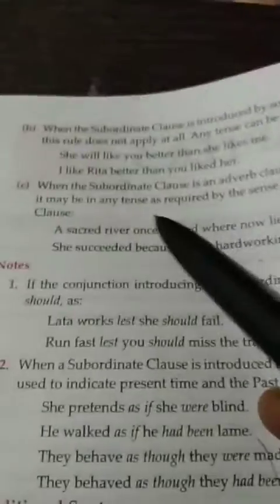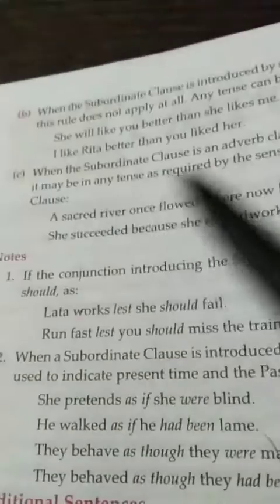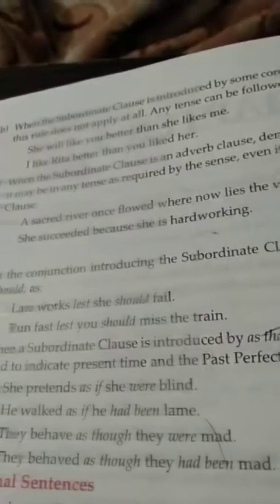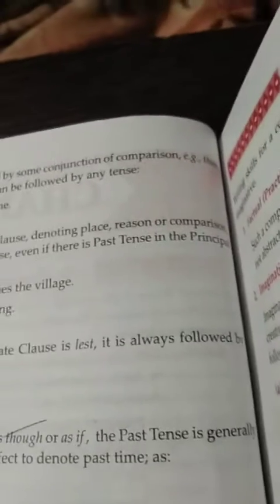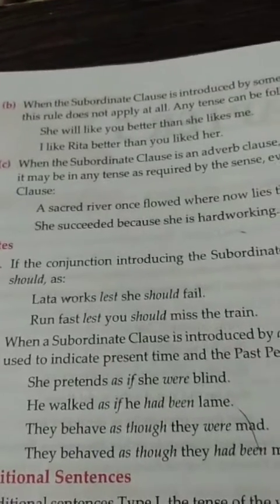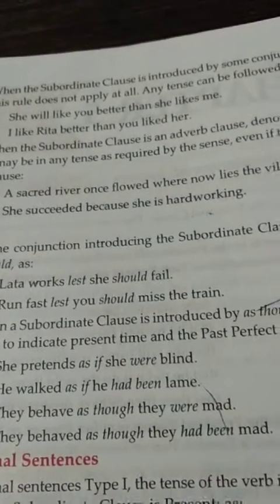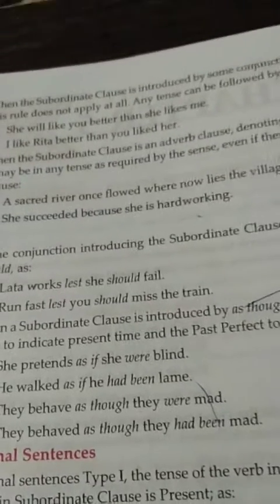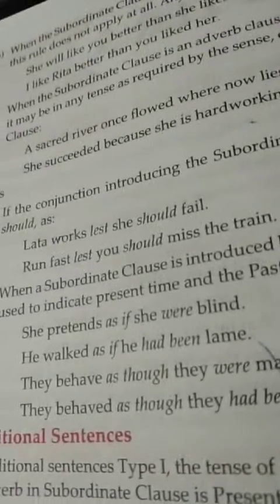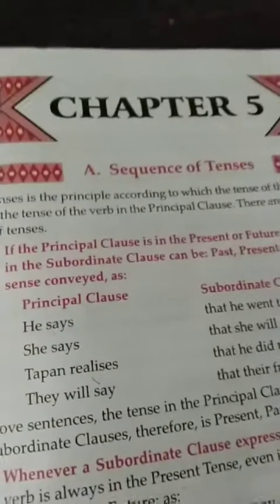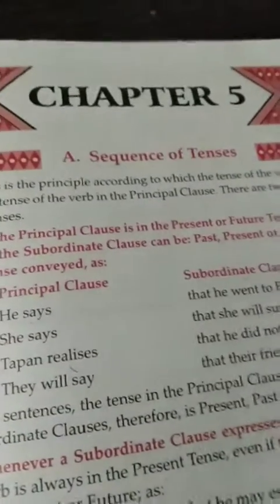Then you can see the third exception, when the subordinate clause is an adverb clause denoting place, reason or comparison. Then it may be in any tense as required by the sense. So here, sequence of tenses has two rules. You have to keep these two rules in mind.